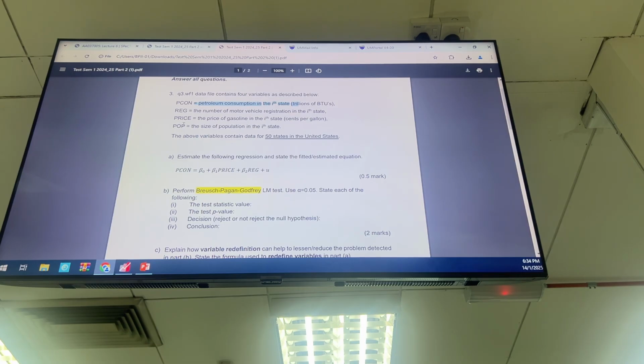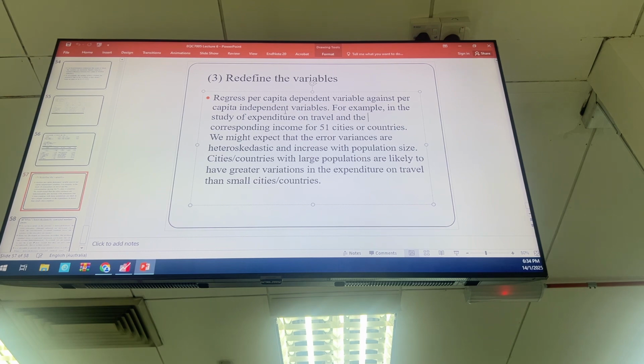And then the registered number of vehicles is also affected by the size of population. So a larger state has a larger number of vehicle registrations. But the price is not affected, the price is just the same. The price is not affected by the size of population. So to redefine the variables, you can use population. This one, as mentioned here, regress per capita. You can redefine the variable per capita, but it must make sense.